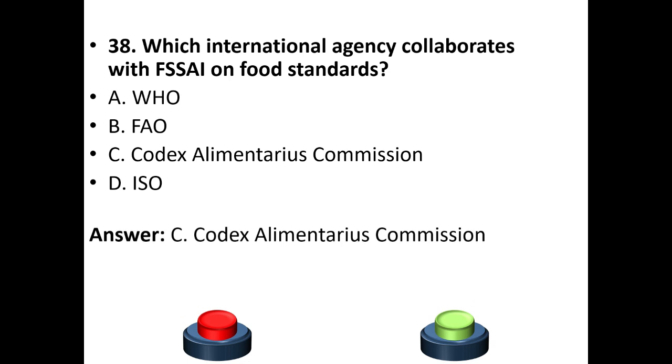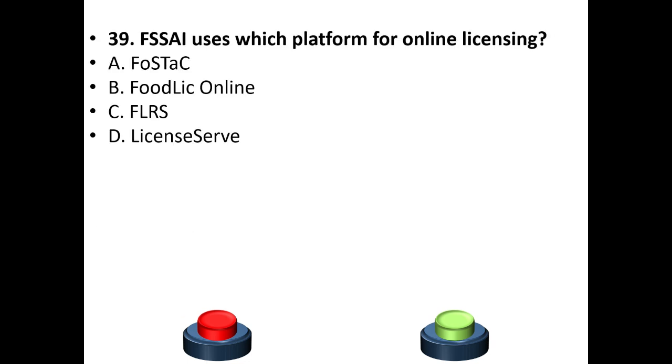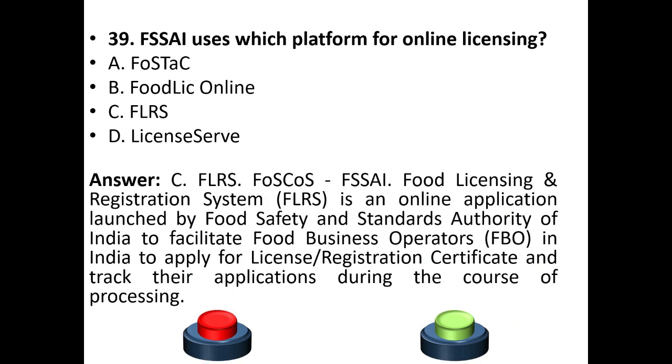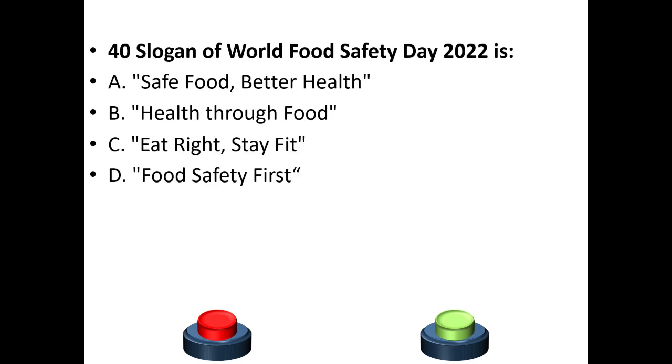Codex Alimentarius Commission. 39. FSSAI uses which platform for online licensing? FOSTAC, Foodlick Online, FLRS, License Served. Which is the answer? Your answer is option C. FLRS. FLRS is an online application launched by Food Safety and Standards Authority of India to facilitate food business operators in India to apply for license or registration certificate and track their application during the course of processing.